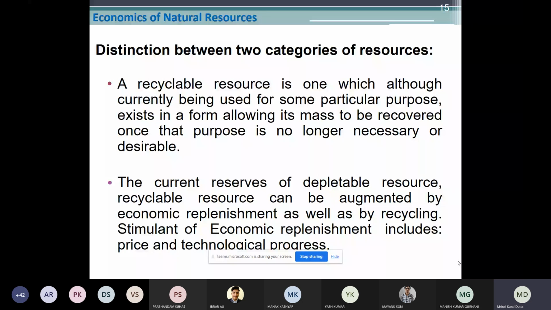Similarly, by way of technological progress, with technological interventions and better technology, it's probably possible to reduce wastage of resources. So probably we can extend or enhance the life of these resources. So the stock can be augmented by way of technological progress as well as the price charged for these resources.